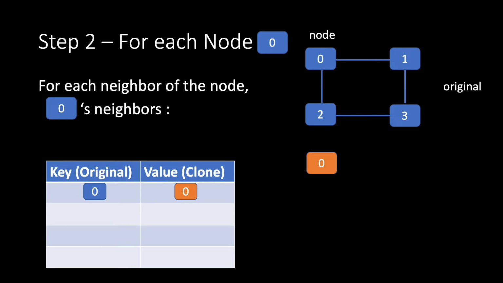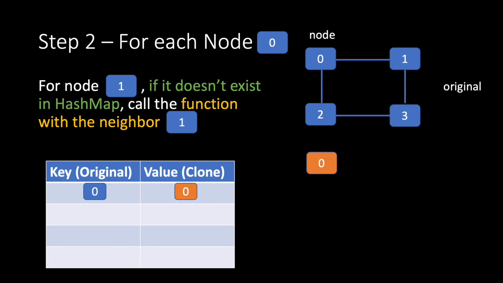And next, we're going to do an operation for each of the neighbors of the node, in this case 0's neighbors. The 0's neighbors are 1 and 2. So we're going to start with the neighbor 1. And we're going to check if neighbor 1 exists in the hash map. In this case, it doesn't. So we're going to call the function again with the neighbor 1 to create its clone.